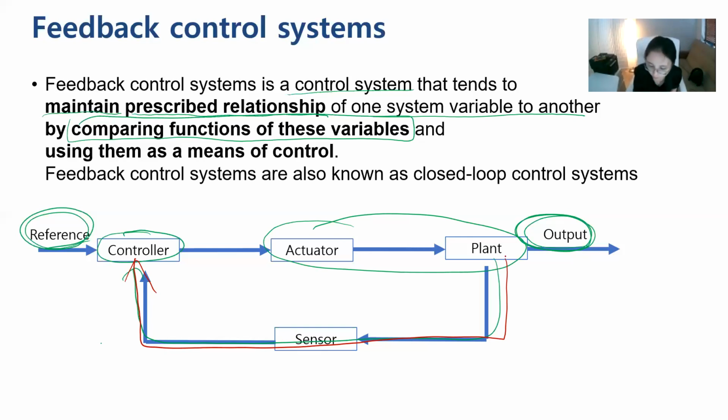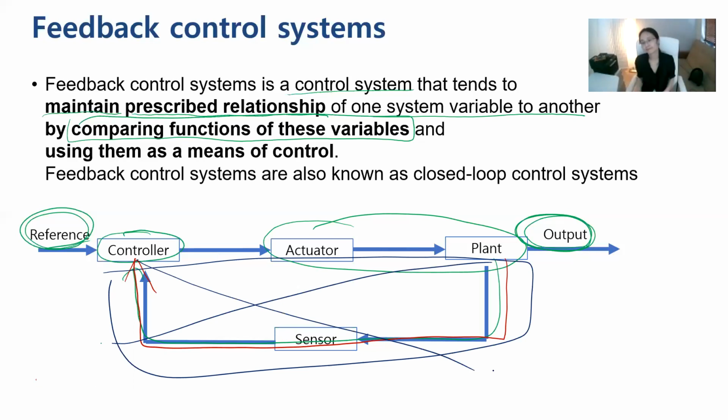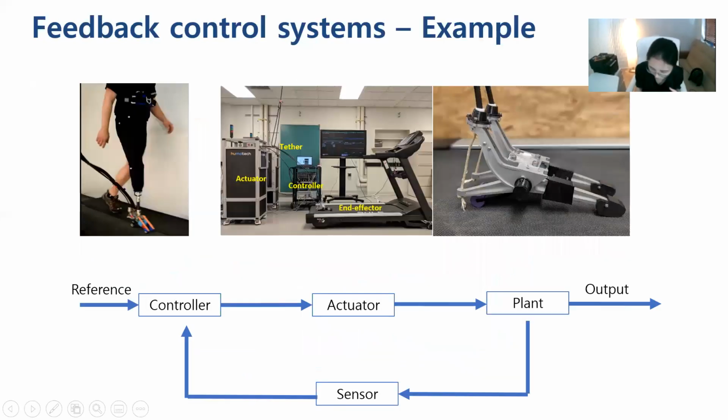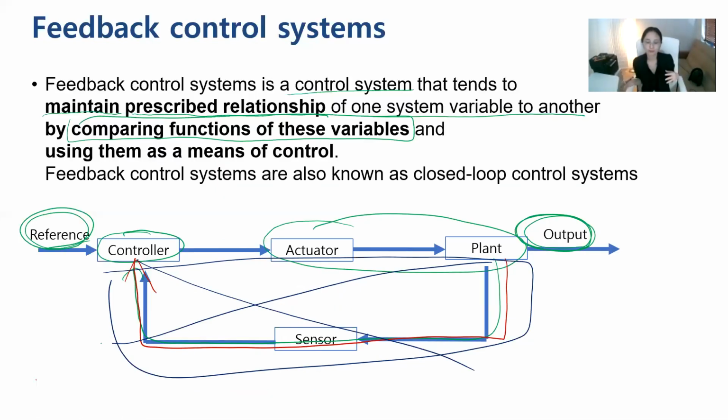Or it's also called closed loop system. But there's another concept, which is open loop system, which doesn't have this part, error. So it doesn't look at the control output error. So that's open loop system. But this is a feedback control system, which looks at the output variable and drives the actuator.